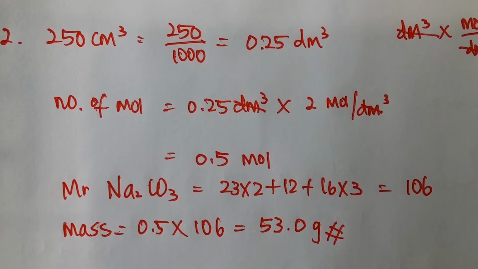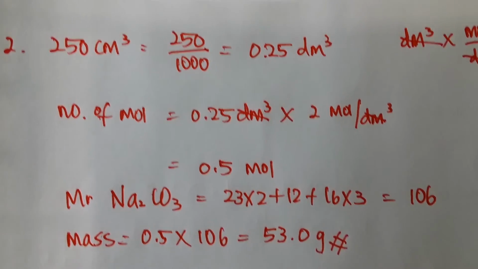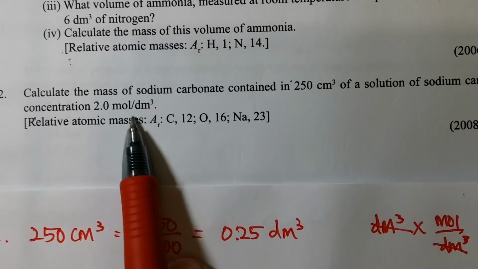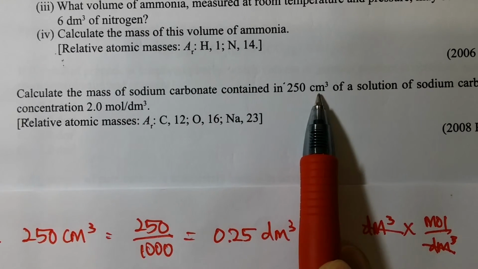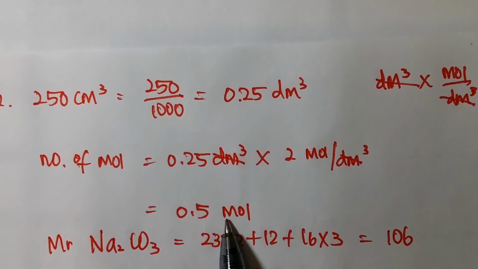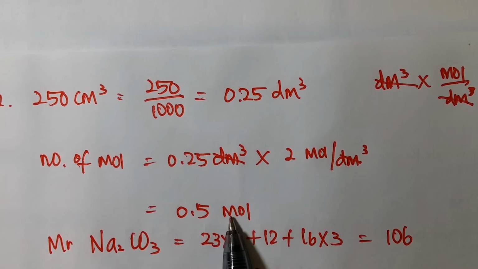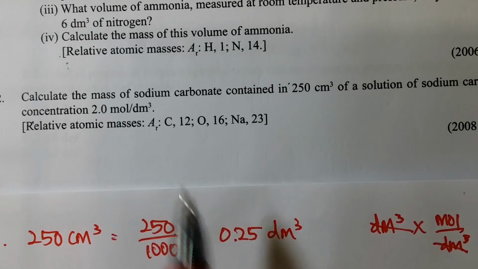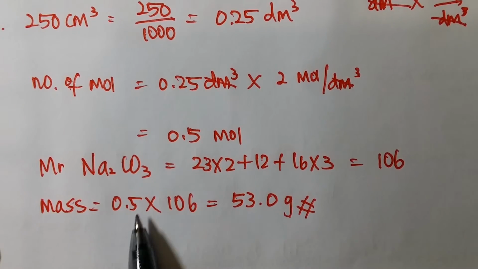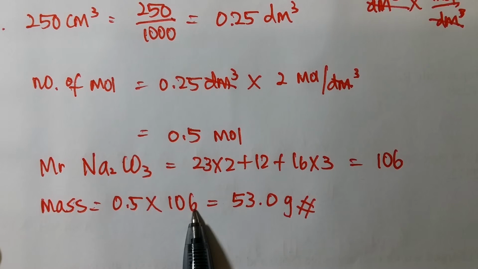Okay, so this is actually a two-step problem. First of all, by recognizing that dm cube and mole per dm cube multiply together, you can get the number of mole, which I did here, 0.5 mole. And then from the number of mole, you can find the mass as required by the question by multiplying the number of mole and the MR.